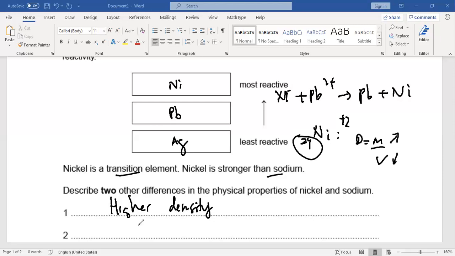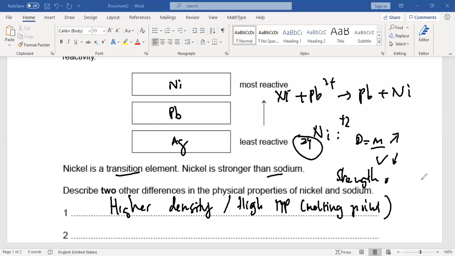And then of course it also has a high melting point. Whether a metal has a high or low melting point depends on the strength of metallic bonding. The stronger the metallic bonding, the higher the melting point.